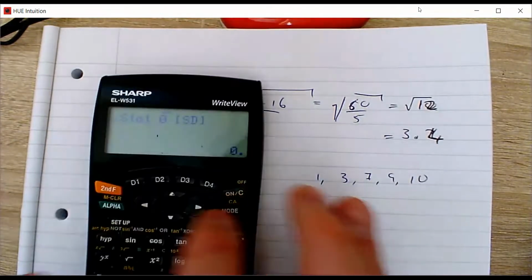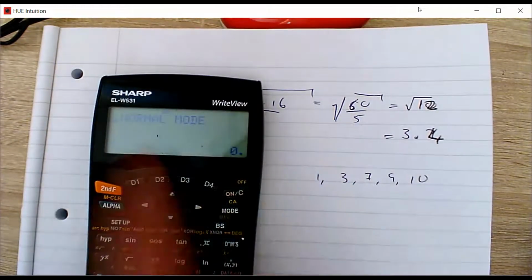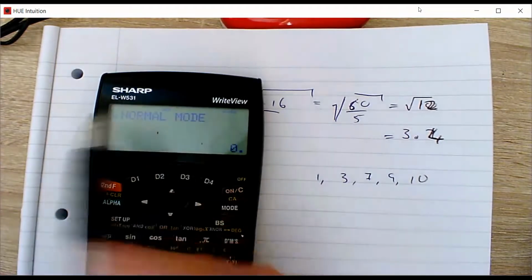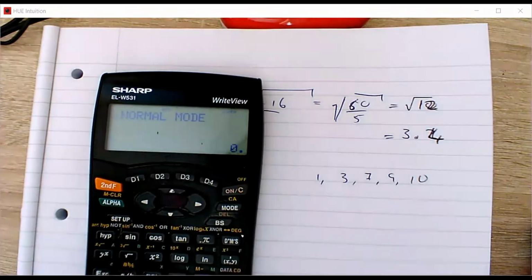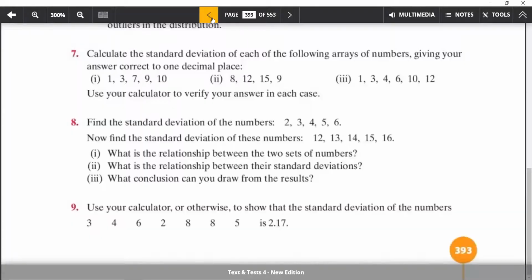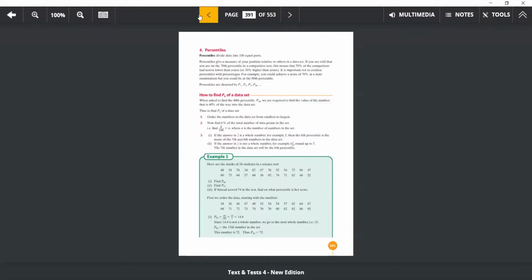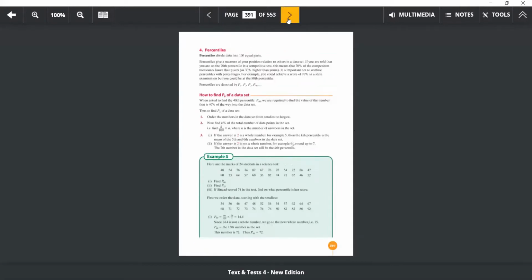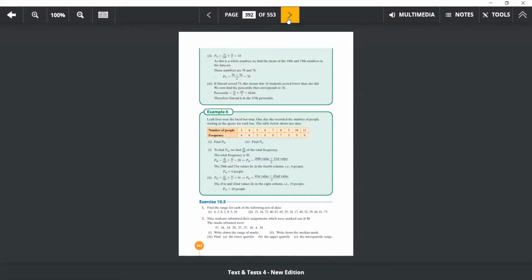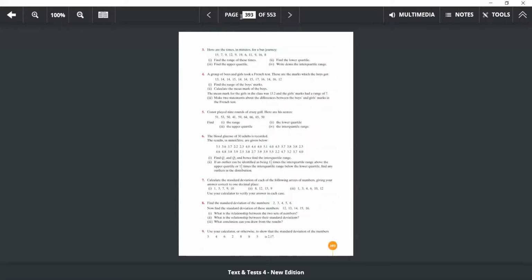So what you're probably going to have initially is a calculator that's in normal mode. This is using the Sharp calculator. This is the calculator that's on our book list. If you're working with a Casio calculator, can I point you to page 390, where they talk you through in the textbook how to do this on a Casio calculator. And all Casios are pretty similar and all Sharps are pretty similar.